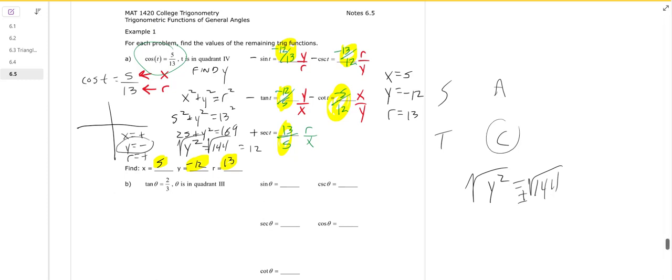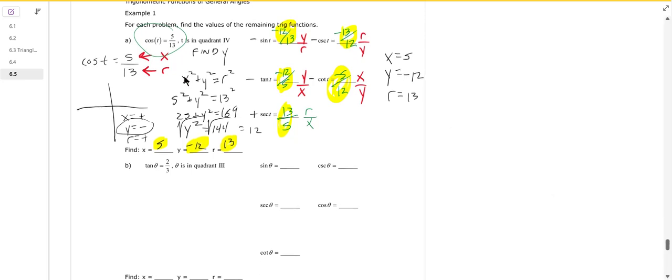Okay, the next one, it looks like we're given a tangent, and we're given that we're in quadrant 3. Okay, so I'll start this off the same way. If I'm given tangent of an angle theta is 2 over 3, the definition of a tangent is y over x.